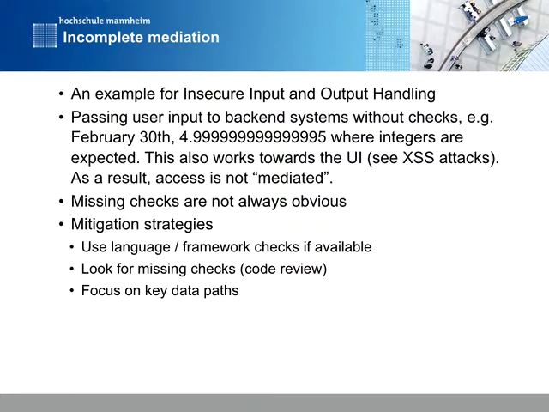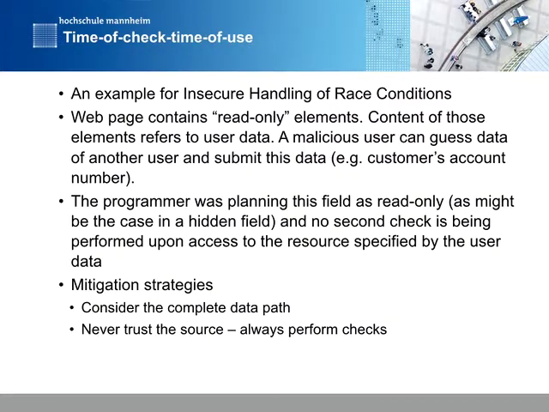Okay, I explained all this. You can read this. Time of check, time of use. This is the race condition. There's an example here. A web page contains read-only elements.